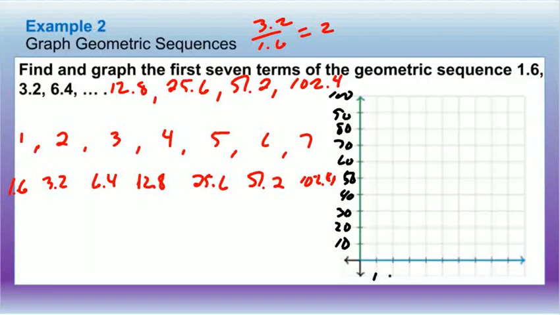And these, the terms, would be 1 through 7. Then we can plot them on here. So we got 1 and 1.6, 2 and 3.2, 3 and 6.4, 4 and 12.8, 5 and 25.6, 6 and 51.2, and then 7 and 102.4. So that would be what my graph will look like when we plot the first 7 terms of that geometric sequence.